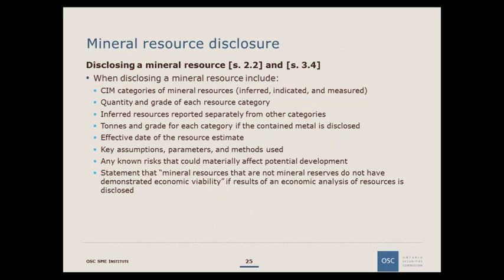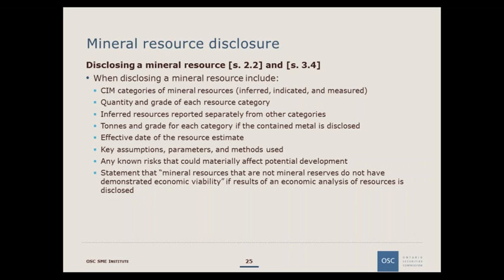We're looking at disclosure of mineral resource estimate. This is laid out in sections 2.2 and 3.4 of 43-101. In that, you need to use the CIM categories for resources: that's the inferred resource, indicated resource, or measured resource. You need to provide the quantity and grade for each resource category.